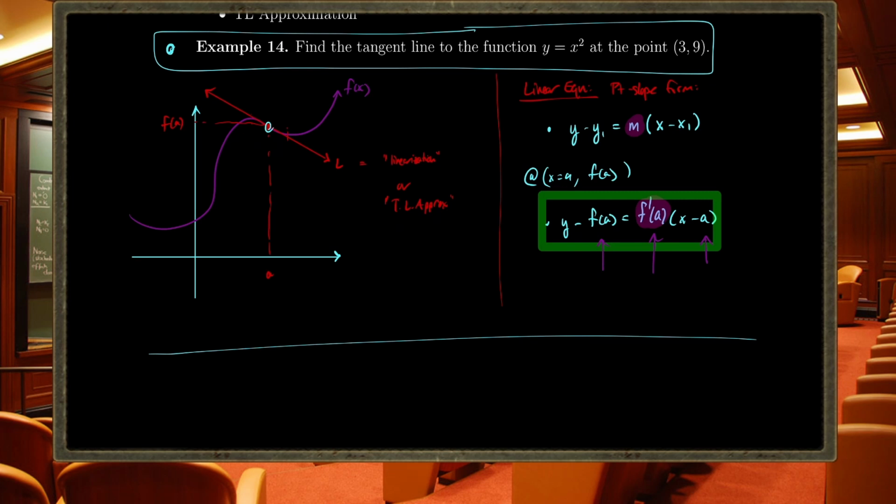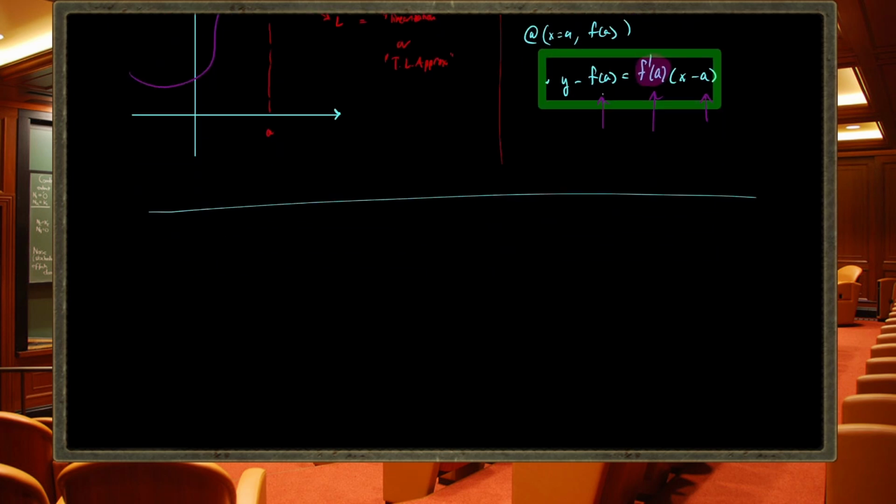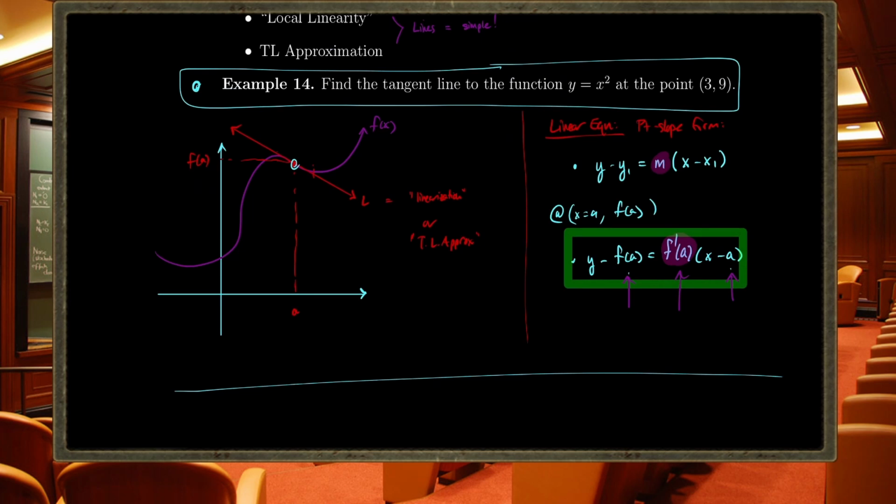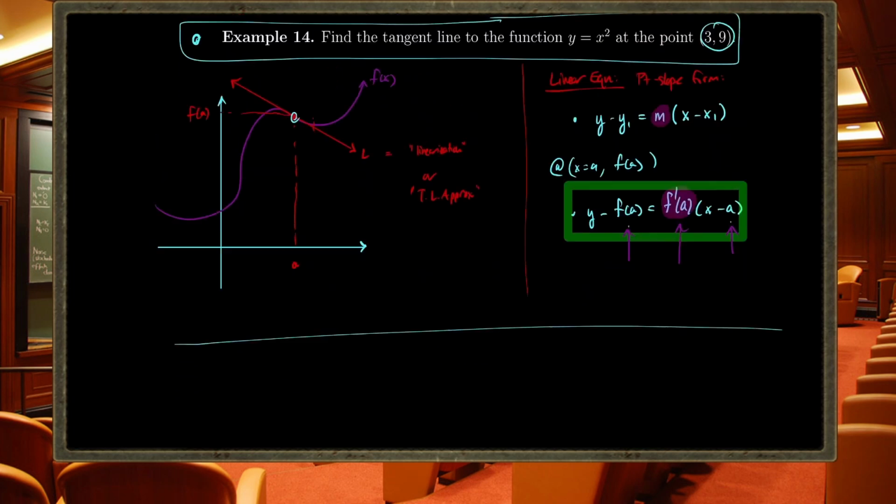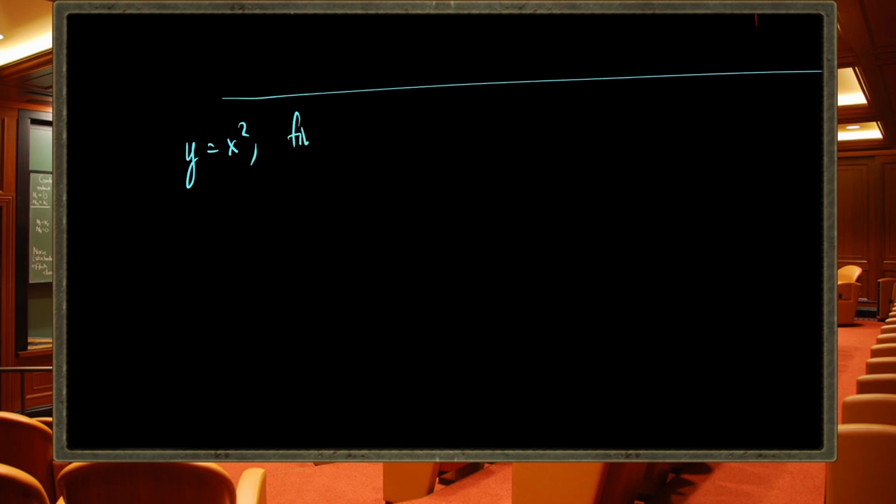So these two are simple because we've been given the input and output pair, so we really just need to find the slope of the tangent line at that point. So for y equals x squared, find y prime.